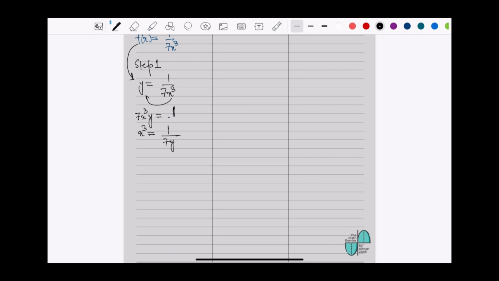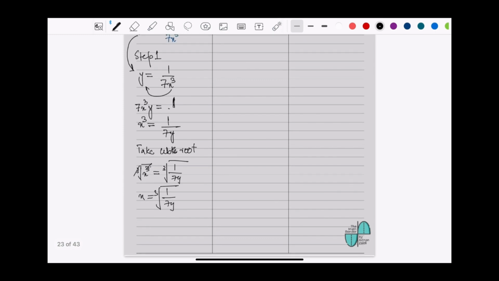Now, making x the subject, take the cube root of both sides. So the cube root of x cube is going to be the cube root of 1 over 7y. This cancels out. x is equal to the cube root of 1 over 7y, and you can write this as f inverse of x is the cube root of 1 over 7x.